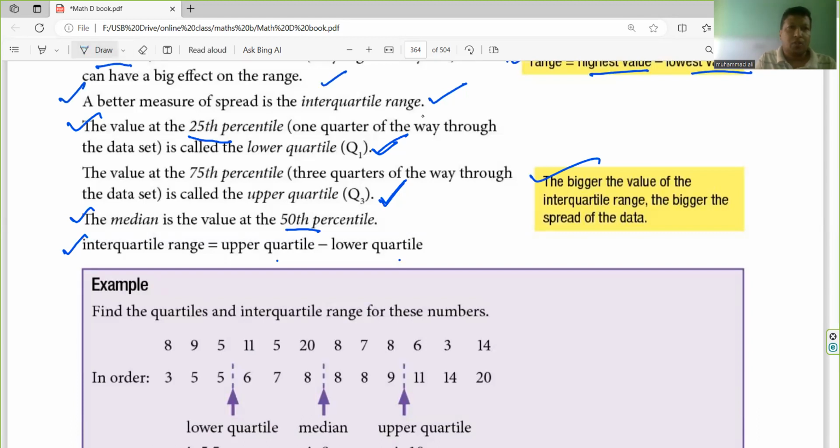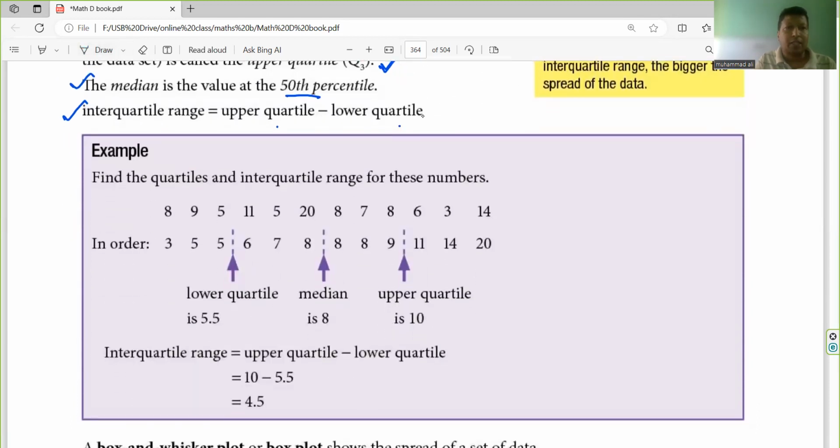Okay. So now we try to solve this maths. Find the quartiles and interquartile range for these numbers. At first, we have to remember, we have to rearrange all this data in ascending order. So here it is given 8, 9, 5 up to 14. So we rearrange from small to big. So how many data here? 1, 2, 3, 4, 5, 6, 7, 8, 9, 10, 11, 12. So n is 12.